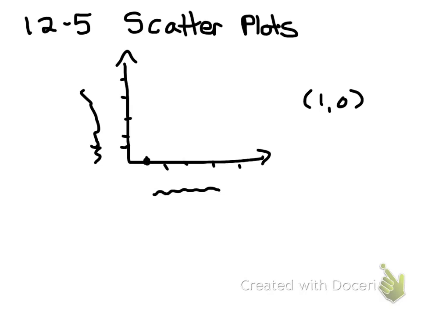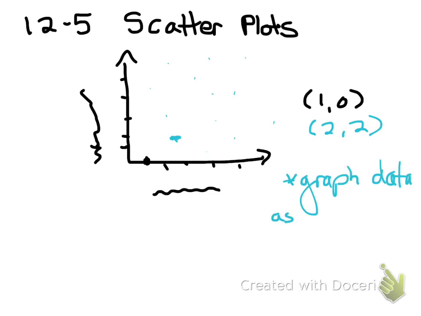So 1, 0 is the point right here. If you also had 2, 2, you could plot that point as well. And you're just going to be plotting points. And the points are scattered. You're not drawing a line between them. So you graph your data as individual ordered pairs.